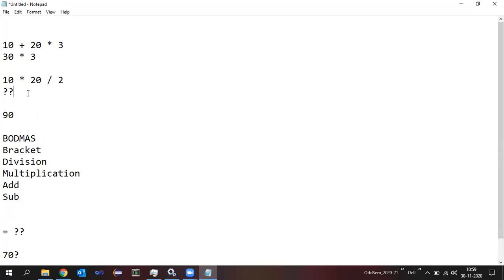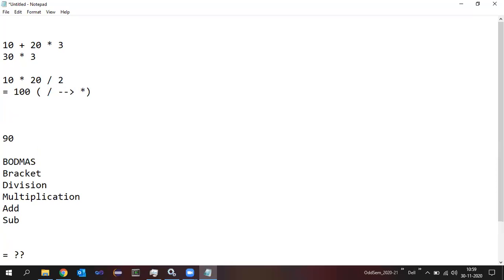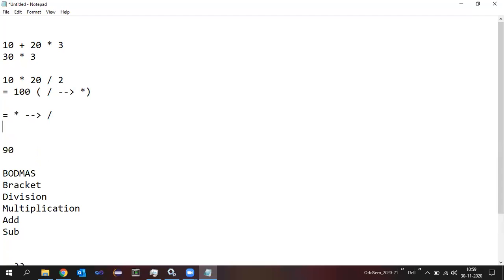Now, what is the result here? 10 into 20 divided by 10. 100. Okay. Now, in this one, first you applied division, and then you applied the multiplication. Now, reverse way. First you apply multiplication and then do the division. What answer do you get?